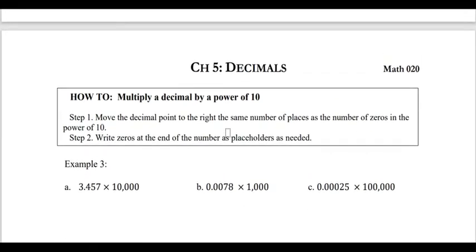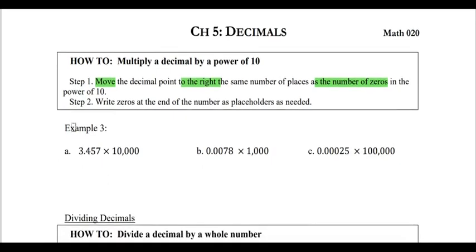All right, so let's see if we are ready. To multiply a decimal by a power of 10, move the decimal point to the right the same number of places as the number of zeros in the power of 10. Write zeros at the end of the number as placeholders as needed.